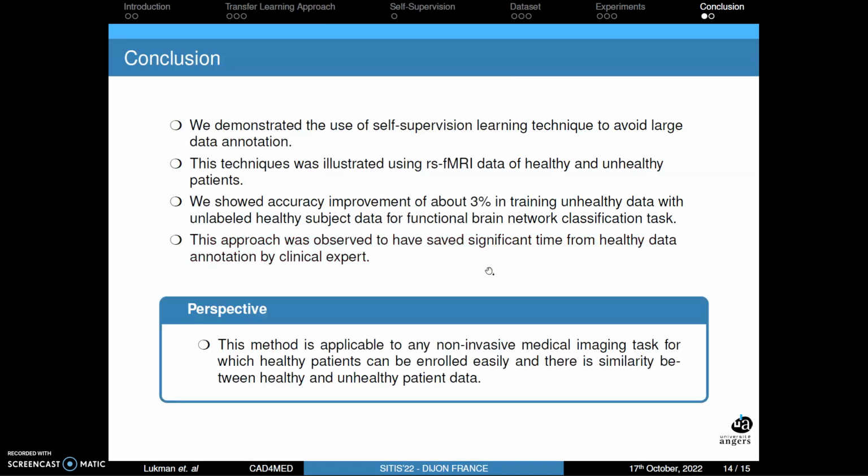And finally, as a perspective, this method is applicable to any non-invasive medical imaging task for which healthy patients can be easily enrolled, as already explained, and there is similarity between healthy and unhealthy patient data.